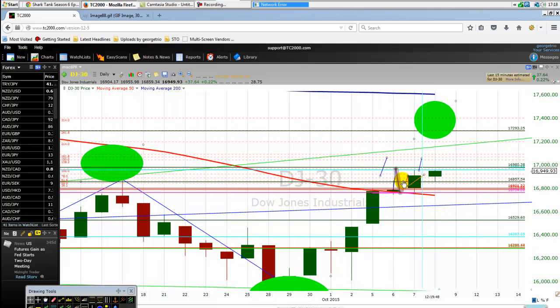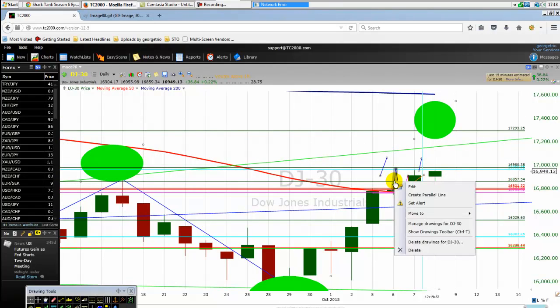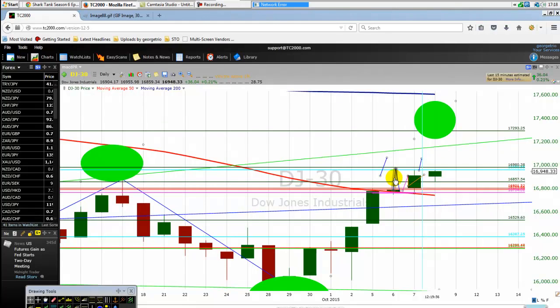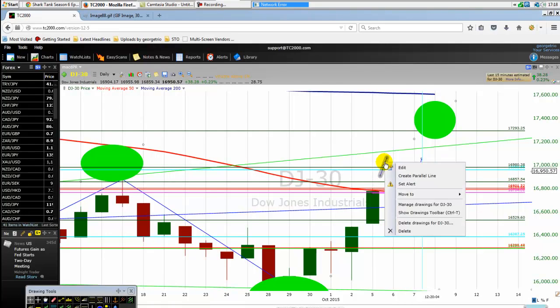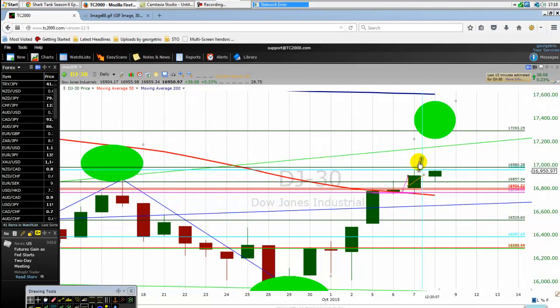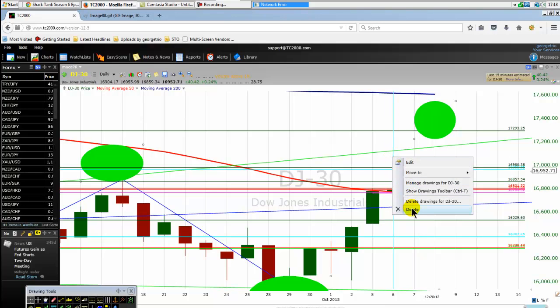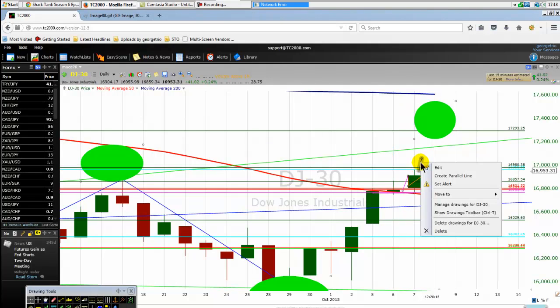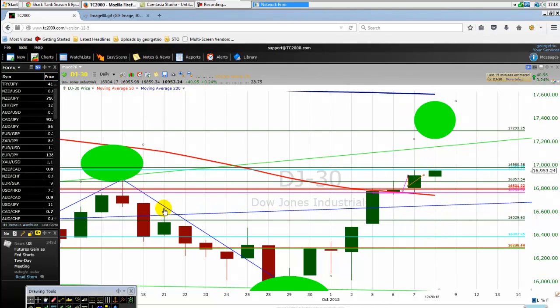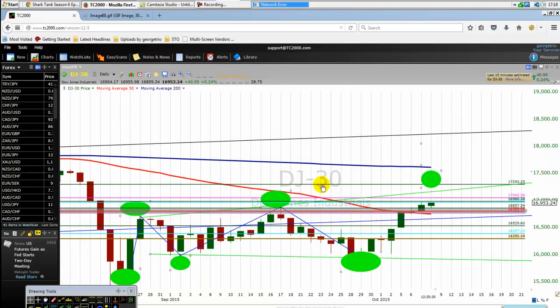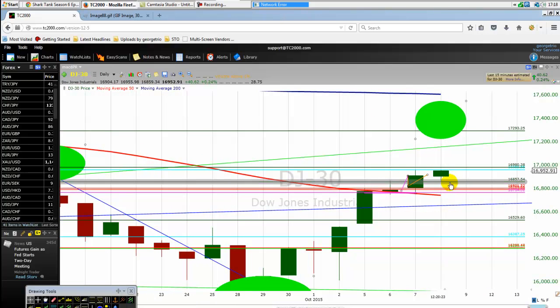Let me remove my Fibonacci lines. So the expanding triangle is also an A, B, C, D, E chart pattern. We have noticed on a daily chart that the Dow Jones Index is on the way to reach the upper side of the expanding triangle. I'm going to remove this also. Are you with me? On the daily chart.